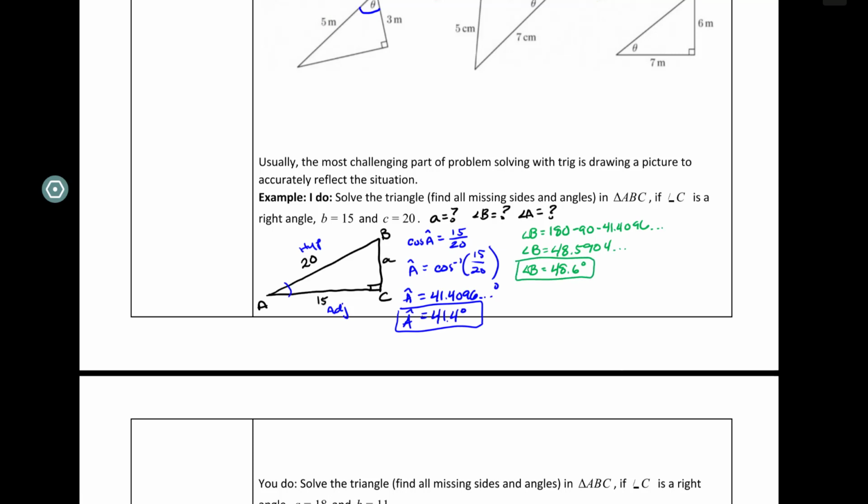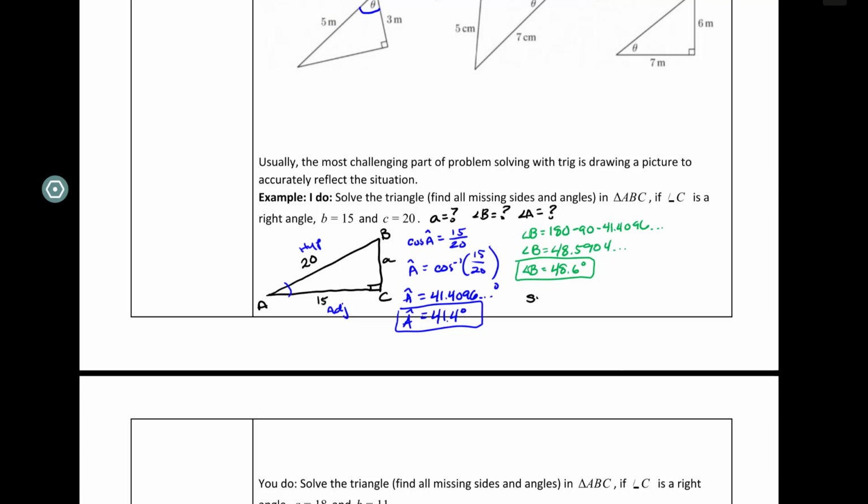Sorry. Now, our last thing that we're missing here is side A. And again, we could use the Pythagorean theorem to find that side, but let's use trig. Trig's more interesting. I like trig rather than doing the Pythagorean theorem. Anyway, so side A. Side A is my opposite side, right? And so I can use either tangent or I can use sine. I always like to use sine. That's just the way that I am again.